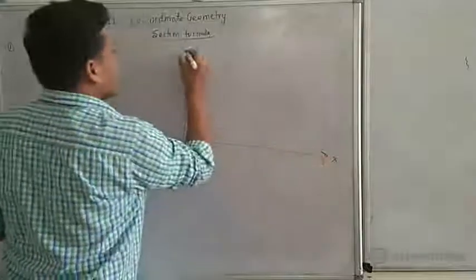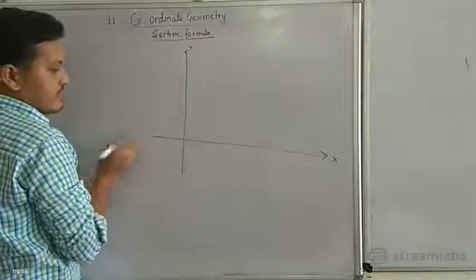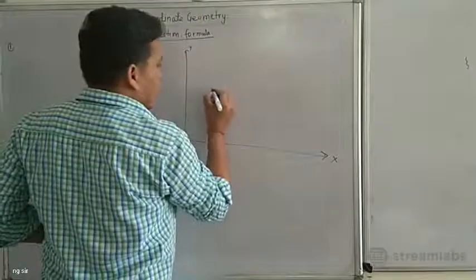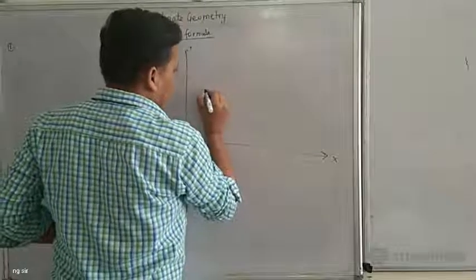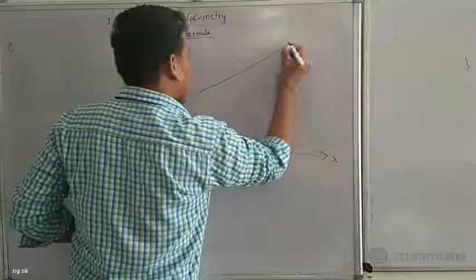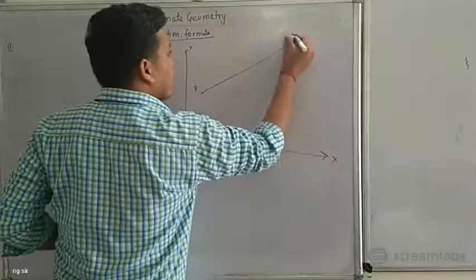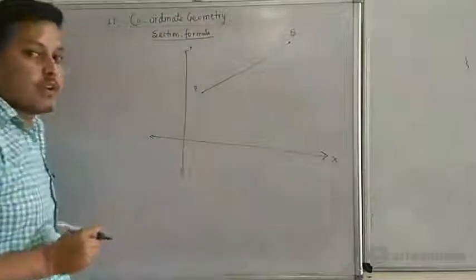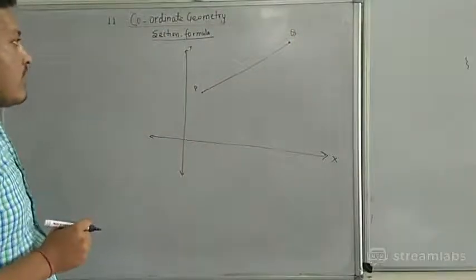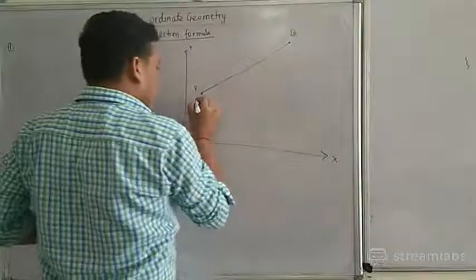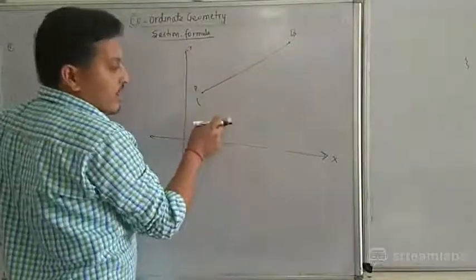X axis, y axis, here is x dash and below y dash. Okay, suppose that a line, its first point is P and second point is Q. Listen to this very carefully, I am deriving one formula. Which formula? A line PQ whose coordinates, and it is in the first quadrant here.